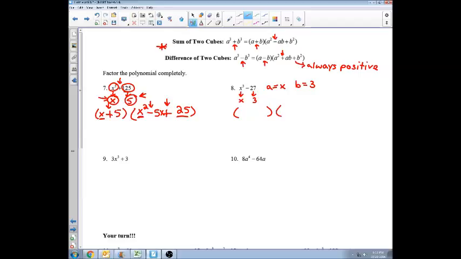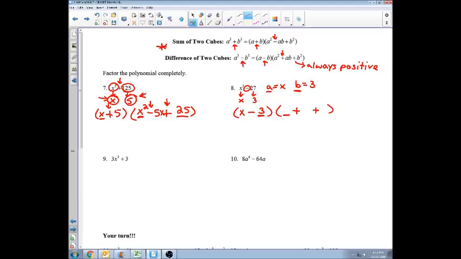The first sign in the first parentheses is going to be the same as the sign in here, so negative. The first sign in my second set of parentheses will be opposite, so it's going to be positive. My last sign is always positive. Okay? The first blank is going to be a. Well, my a is x. I'm sorry, it will not be a squared, it's just going to be a. My second blank in my first set of parentheses is going to be b, so that would be 3.